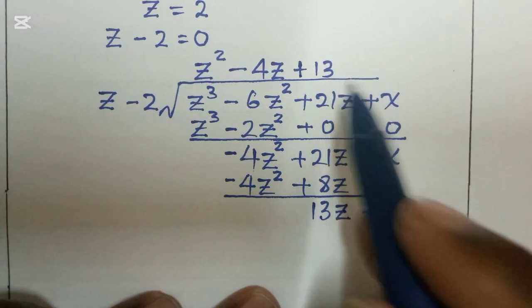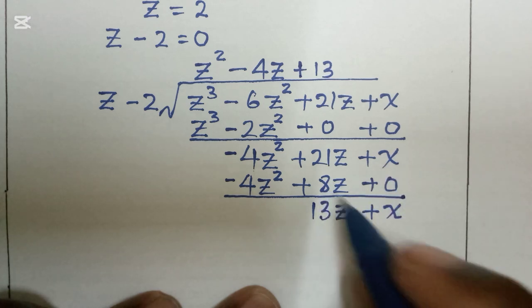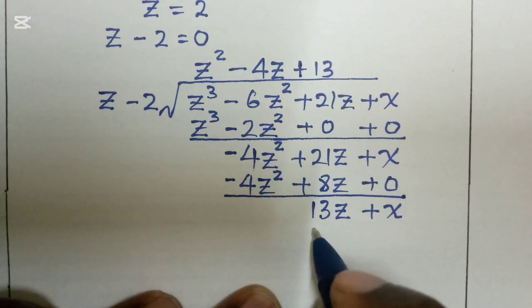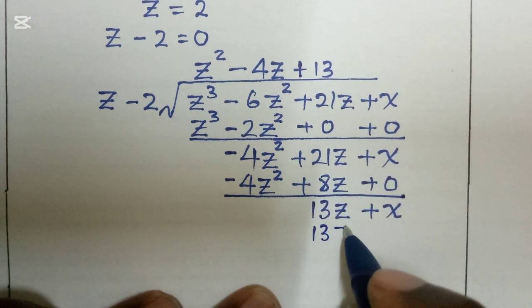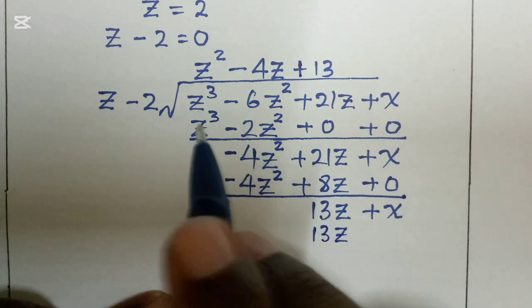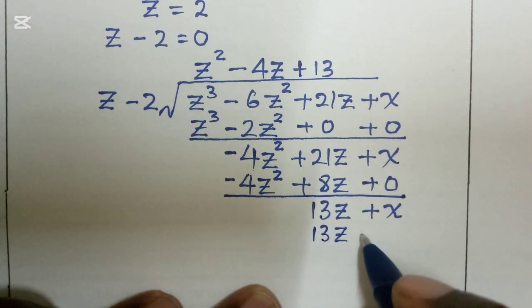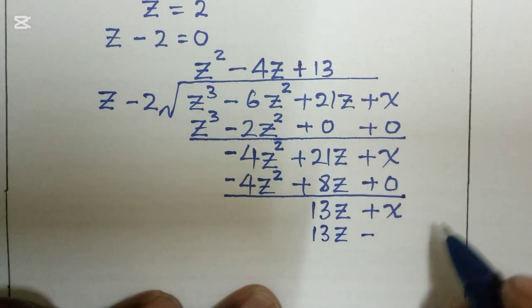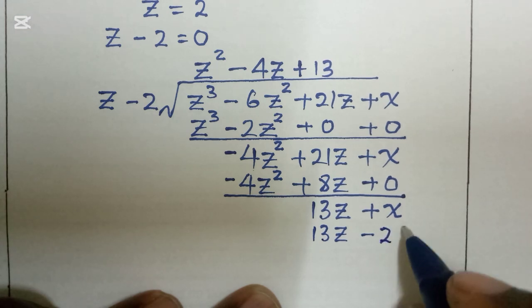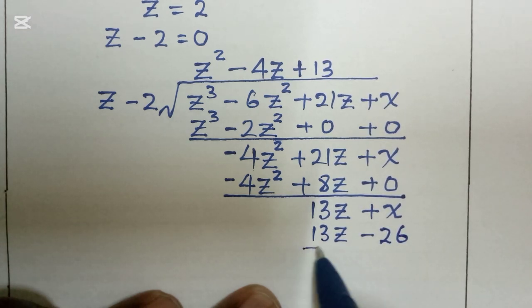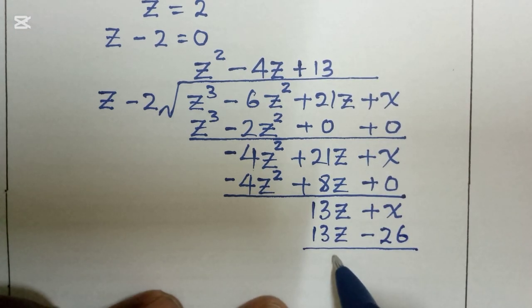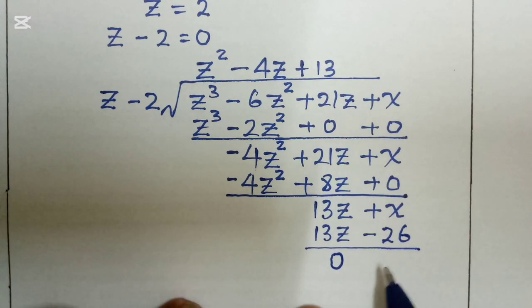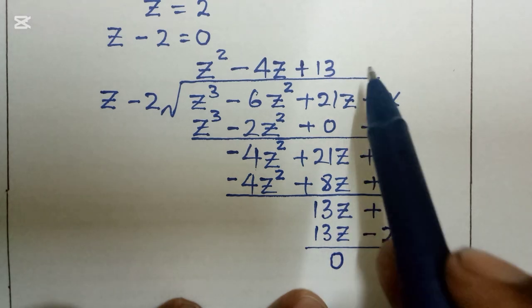Plus 13. So this one will now be 13z, minus, this one now is going to be minus 26. So guys, after that, this one we are going to get 0, like that.